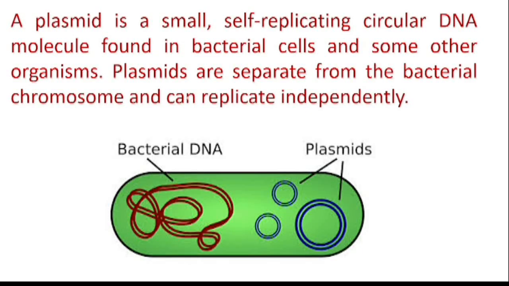A plasmid is a small self-replicating circular DNA molecule found in bacterial cells and some other organisms. Plasmids are separate from the bacterial chromosome and can replicate independently. You just see this is the structure of bacterial DNA. Here this brown color is bacterial DNA, wherein this blue color highlighted structure is nothing but the plasmids. So, this plasmid is a circular, self-replicating, small molecule found in bacterial cells and some other organisms.